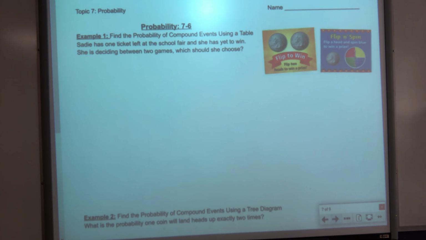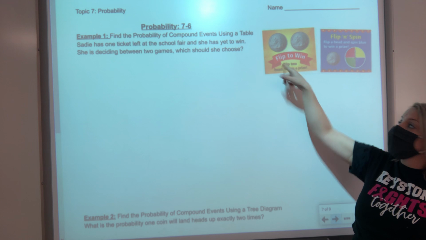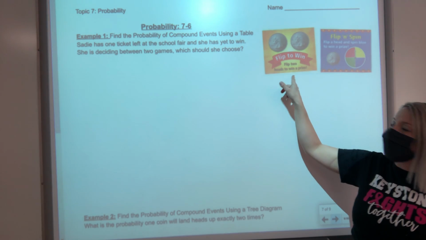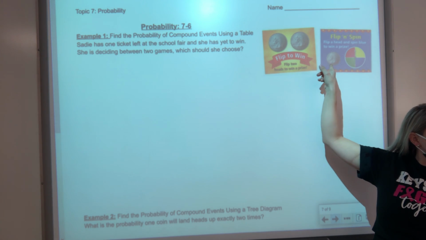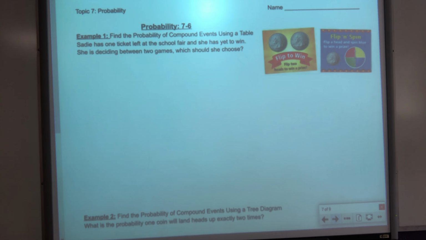Okay. So right off the bat, how many outcomes are there for this event? Are you sure? 4. Why 4? So there's a head side and a tail side. So you have to flip 2 heads to win, right? So there's 4 different outcomes. How many different outcomes are here? 8. Okay, why 8? Because there's 4 different colors on the wheel, and then there's 2 different sides to the coin.